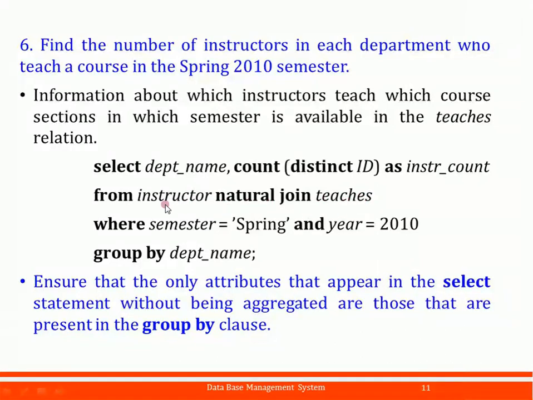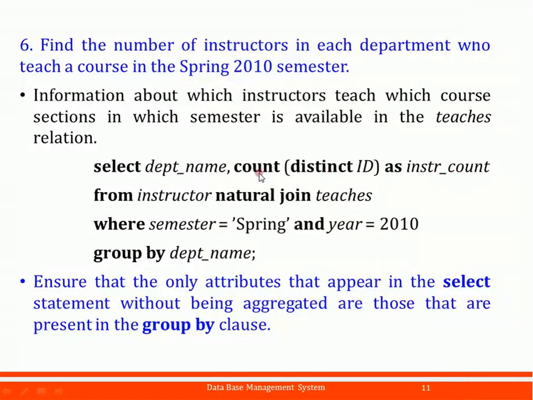Based on that, a join is performed, and after that you select the department name and the count of the distinct IDs. Duplicates have to be removed because you are going to count only the number of teachers. So the distinct ID count will be given the column heading instructor count. So this will select the department name and the instructor count.